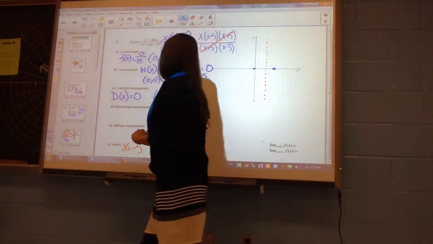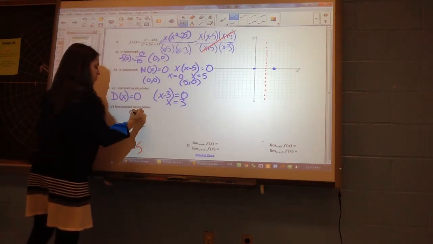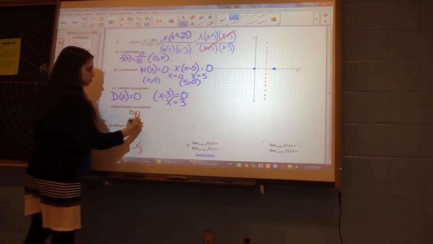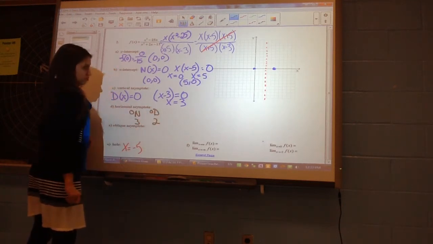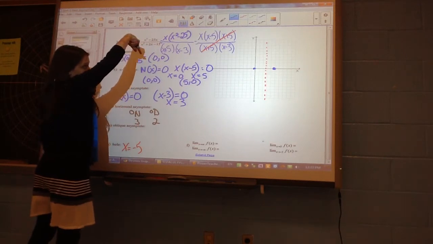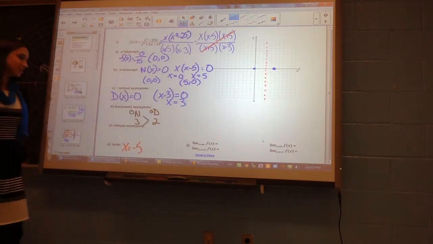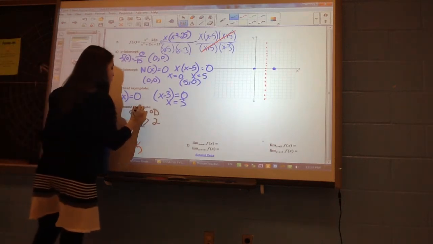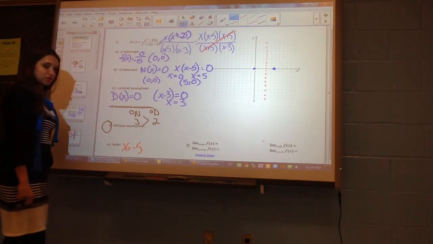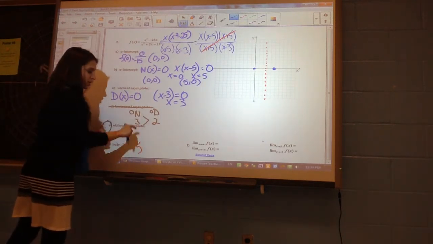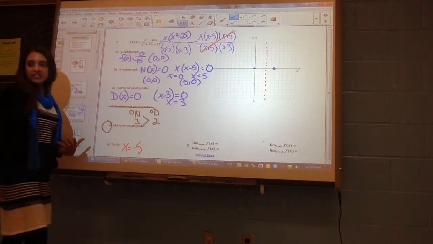Horizontal asymptote. The degree of my numerator is 3. The degree of my denominator is 2. Look at this original problem. The degree of my numerator is greater than the degree of my denominator, so I don't have a horizontal asymptote. I have a slant or oblique asymptote, because the difference is exactly 1. This is 1 greater. So how do I find that?